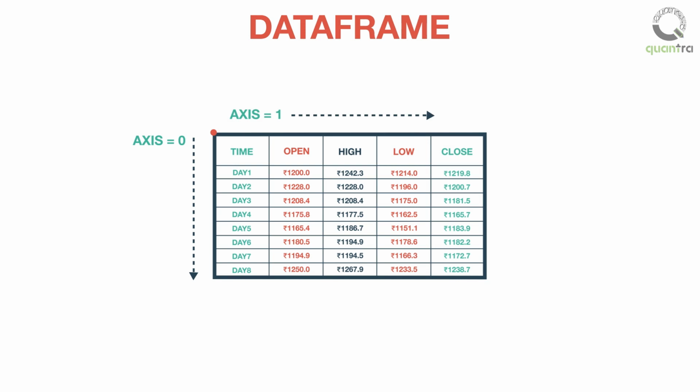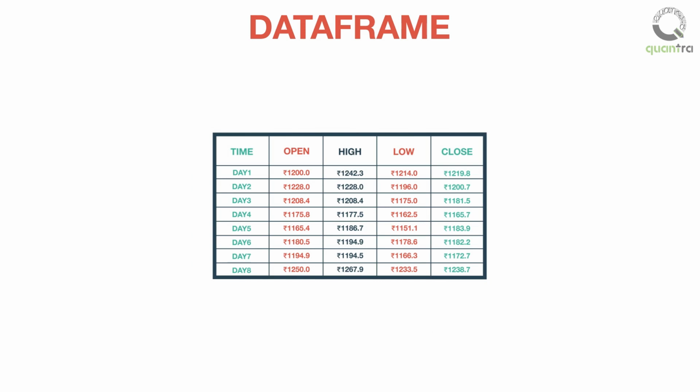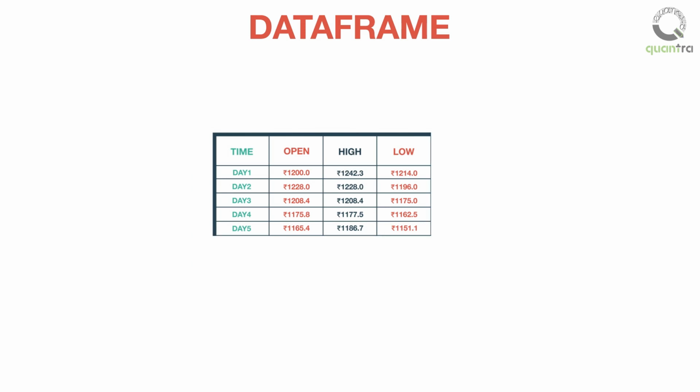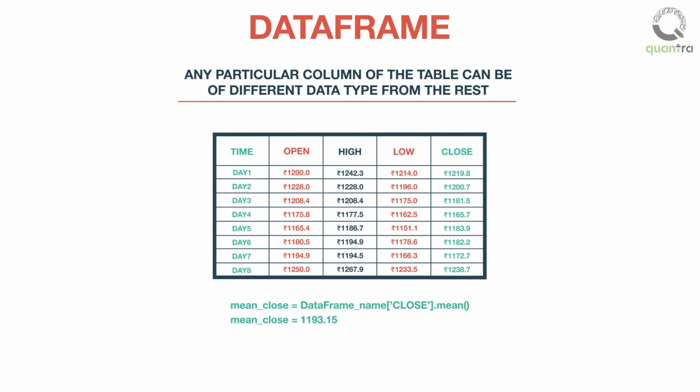Further, these rows and columns are indexed, that is, it is possible to find the exact location of any data point within the table. The size of the table is mutable, and arithmetic operations can be performed on rows and columns. Further, any particular column of the table can be of different data type from the rest.